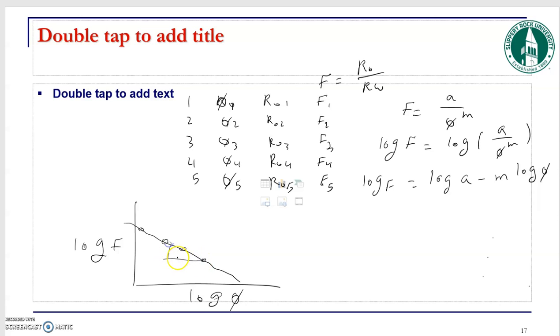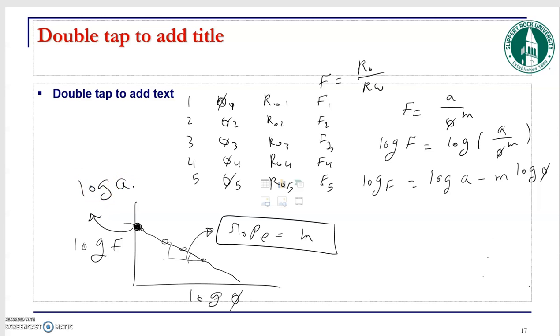The slope of this line is going to be M, the cementation factor, right? And then you can use any of the data points to find A, or basically the intercept of this. Here it is log of A, right? So you can use this to find the cementation factor and the constant A. So in the next video I'm going to do an example.